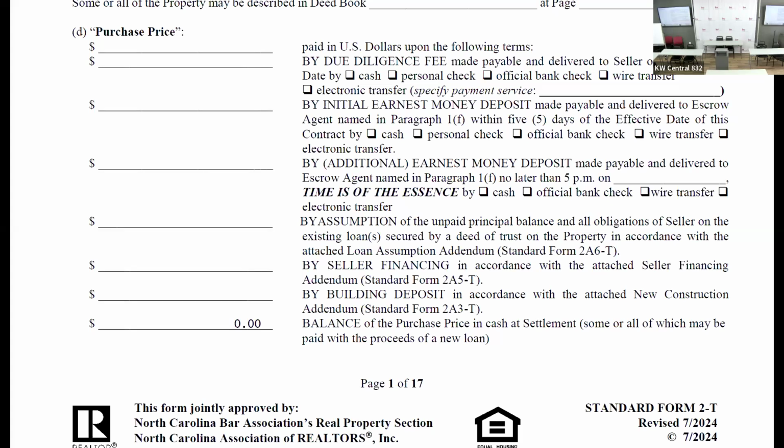Additional earnest money, just a note on this is that there is not an option for a personal check. So it must be official bank check, wire transfer, or electronic transfer, and it is time is of the essence. So just a reminder on that if you're doing additional earnest money.